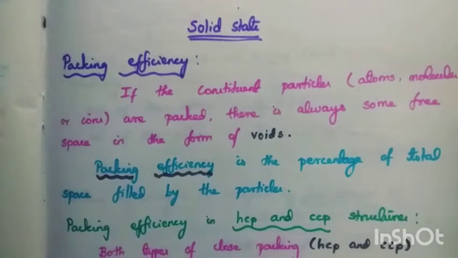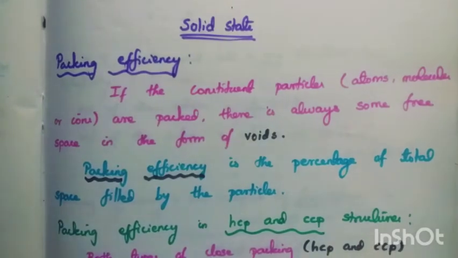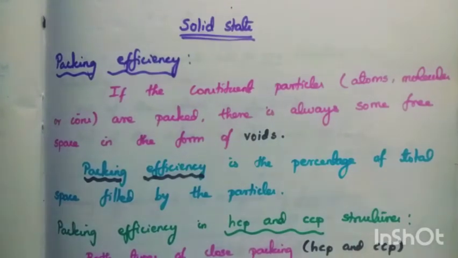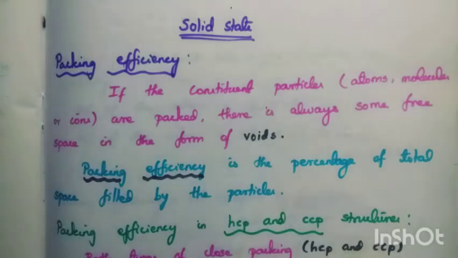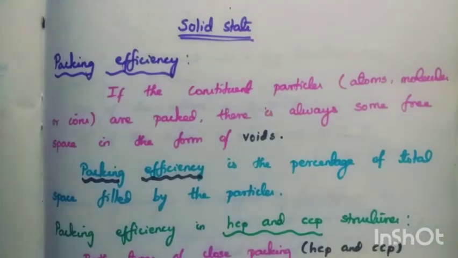Packing efficiency. What is packing efficiency? Before going to see the packing efficiency, we must know what it is. It is nothing but the percentage of total space filled by the particle. We told different types: simple cubic, BCC, that is body centered, face centered cubic. So here we are going to see simple cubic, body centered, face centered, close cubic.